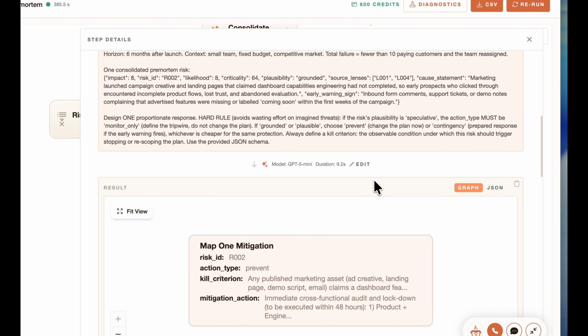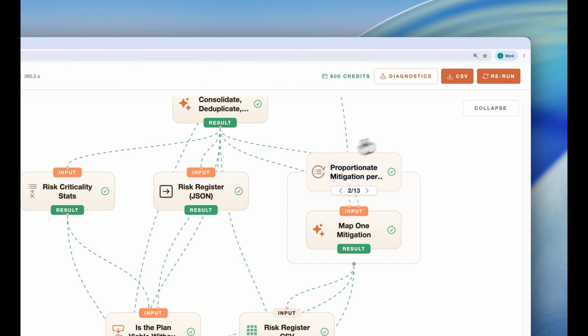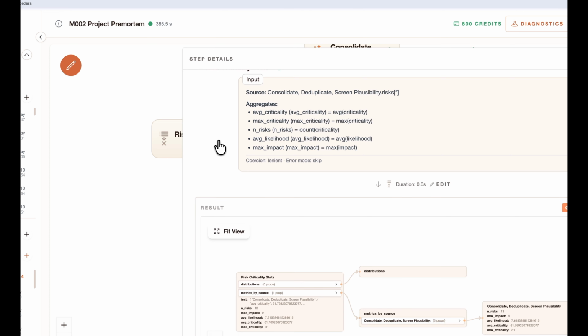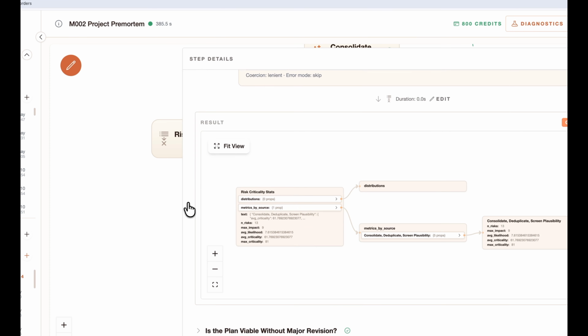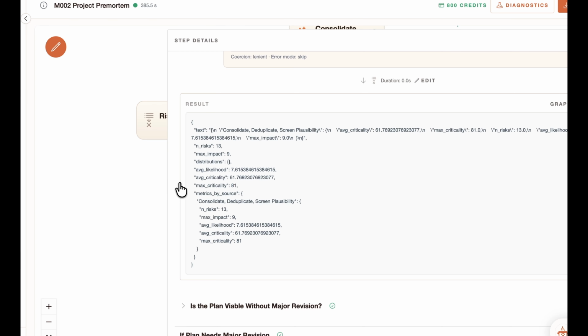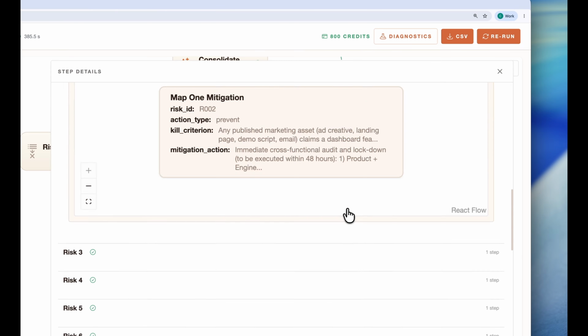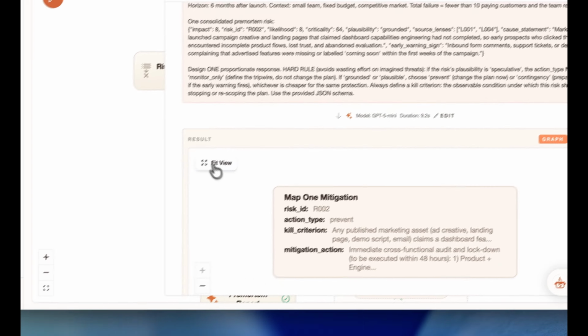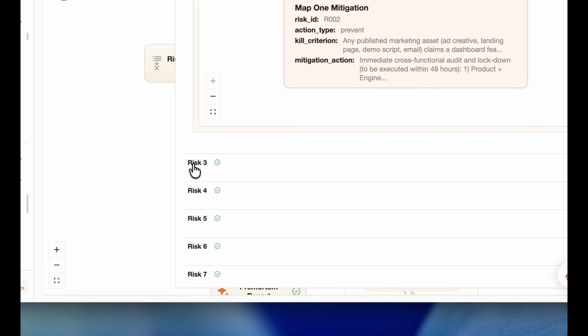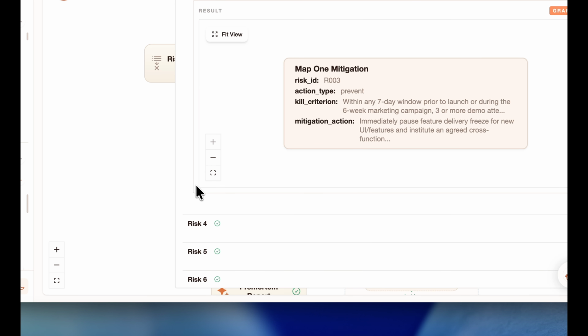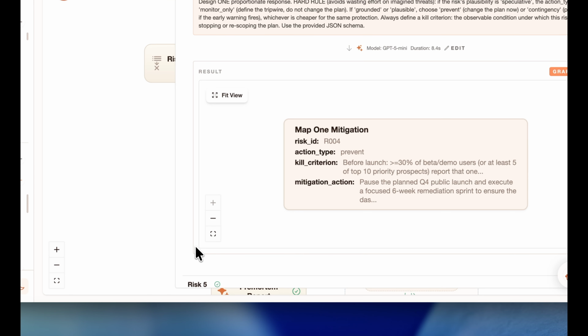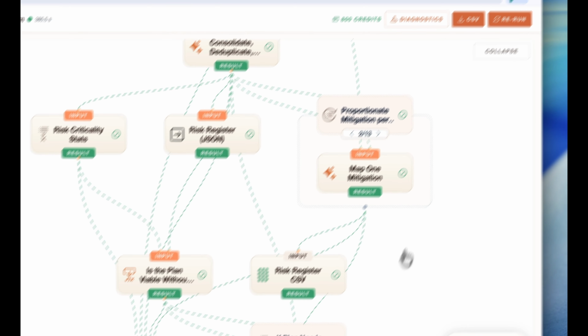Now here we have a statistics step, no model here. Criticality is likelihood times impact. Average across the register about 60, highest about 80. Now here we have 1 response per risk, 12 prevent, 1 contingency. And the rule is the schema, which didn't fire this time because nothing was speculative. A speculative risk is only allowed a monitor-only action. It can become a tripwire. It cannot change your plan.